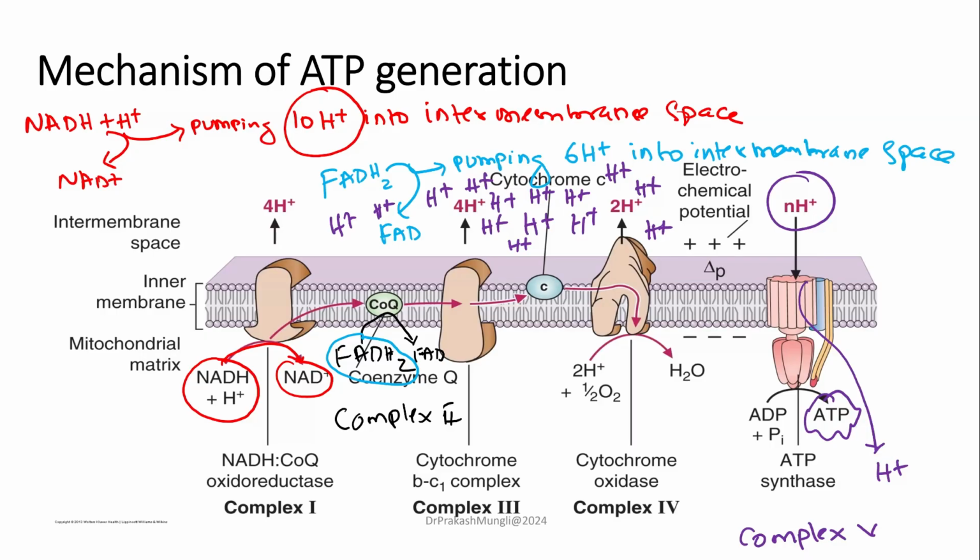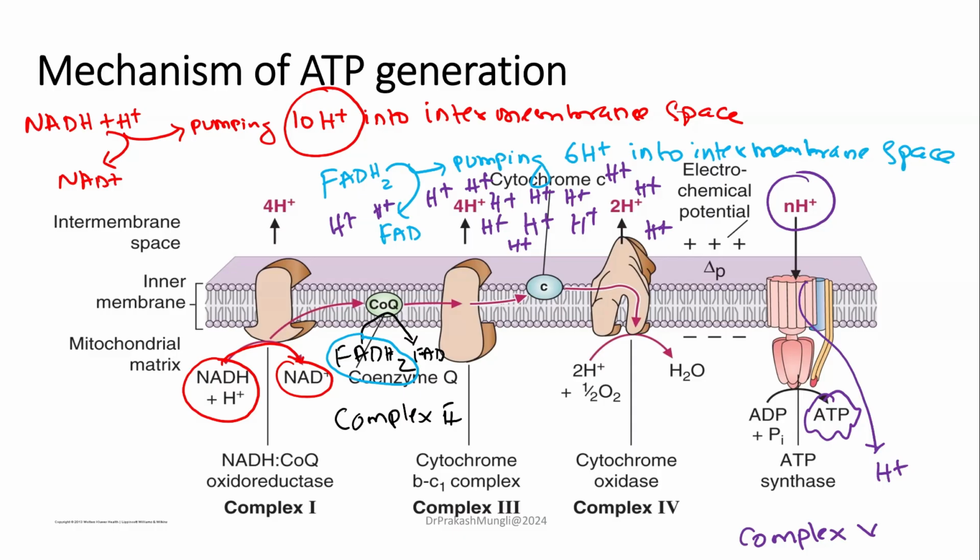Okay. So the pumps here, complex 1, 3, and 4, are unidirectional from the matrix into the intermembrane space, whereas ATP synthase is also unidirectional but in the opposite direction, from the intermembrane space into the matrix. Protons have to go through these proteins, right?